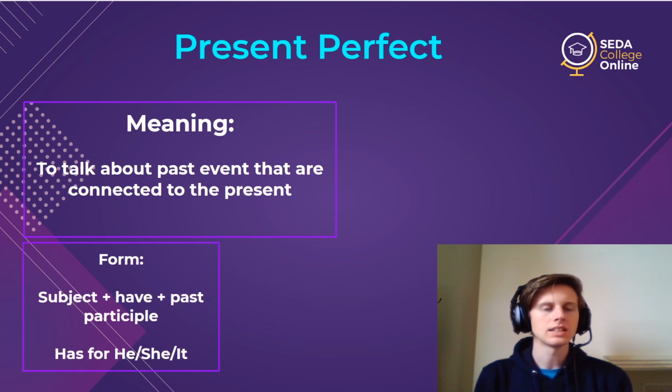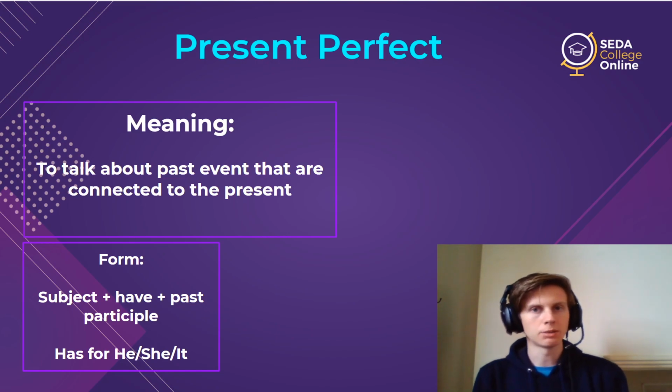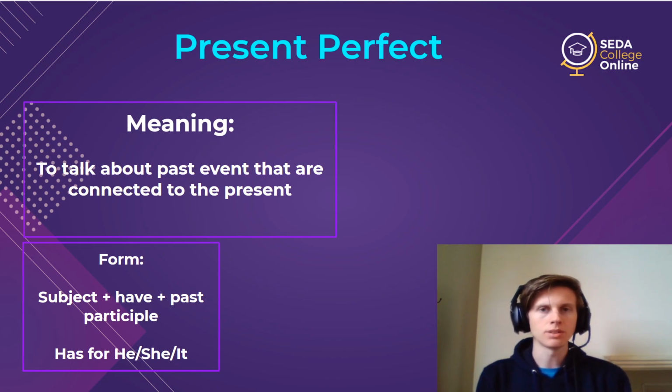And to make it, it's subject plus have or has, and the past participle. The past participle is usually, for a regular verb, the ed form of the verb. However, there are irregular past participles. So some verbs may have three different forms: a present, a past, and a past participle.